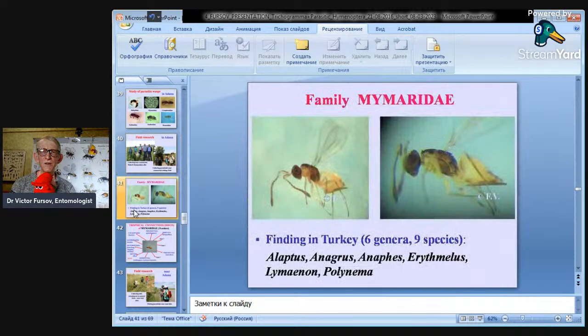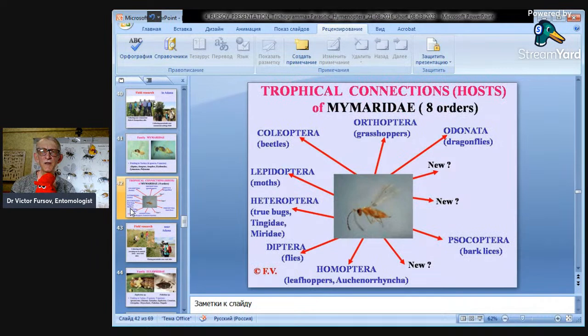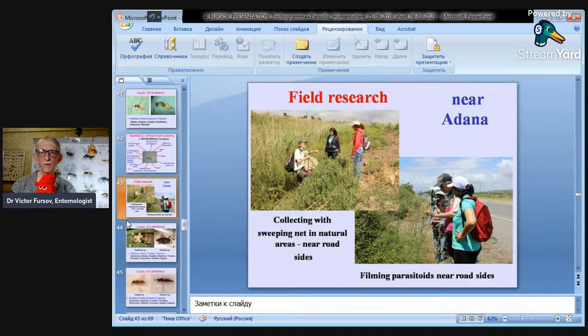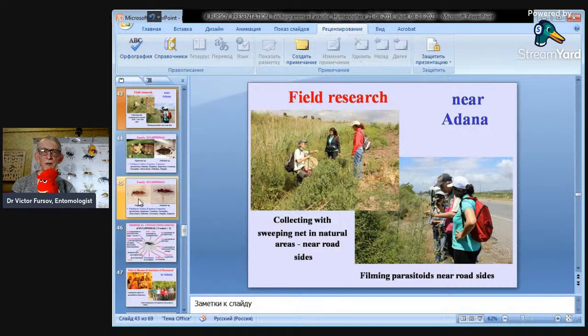Okay, the family Mymaridae are egg parasitoids. Some genera and some species were found in our material. Mymaridae have trophic connections with 8 orders of different insects, including dragonflies, bark lice, leafhoppers, true bugs, eggs of moths, eggs of beetles, and eggs of grasshoppers. Here you see some collecting near the roadside, near some streams, with some green plants even in a very hot time in the summer season. But this is a very simple roadside with many weeds. Green weeds are a good place for collecting different entomological material, including parasitic wasps.